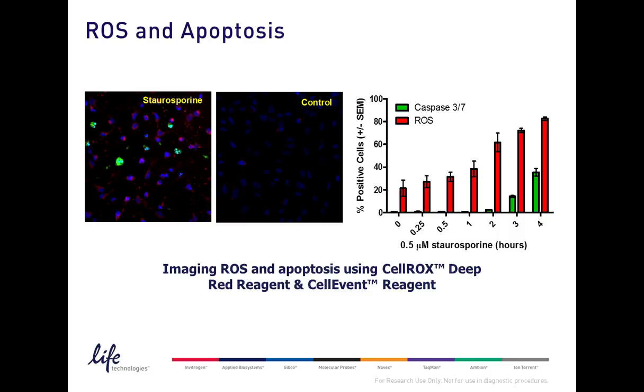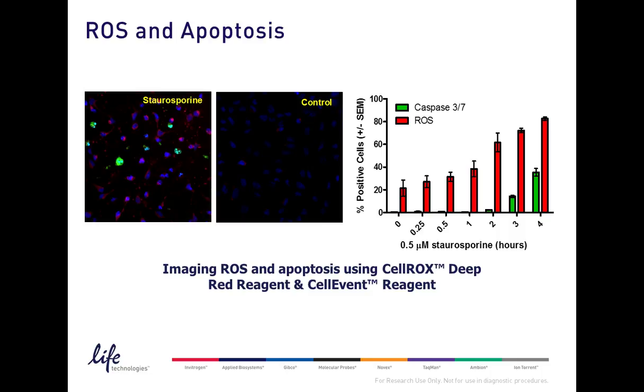Here we can look at the induction of apoptosis at the same time as looking at generation of reactive oxygen species. Here we're using a dye called CellROX Deep Red. It's a far red indicator of reactive oxygen species, as well as the CellEvent probe. And we can see on the left here staurosporine treated A549 cells, treated with 0.5 micromolar for 4 hours. We can see the purple magenta signal. This is the generation of reactive oxygen species, as well as a few apoptotic cells appearing in this population.